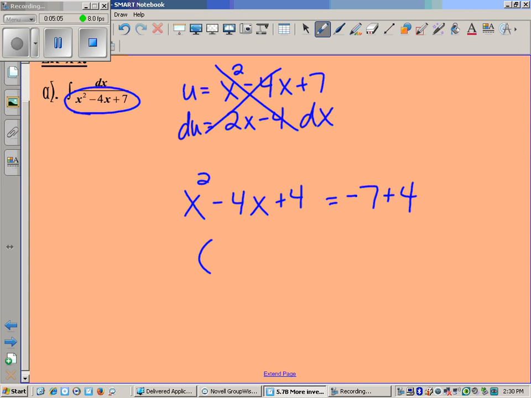Okay, this is a factorable quadratic. What numbers multiply to 4 that when you add them together you get -4? Isn't that -2 and -2? Or can I say (x - 2) squared? Over on this side I get a what?